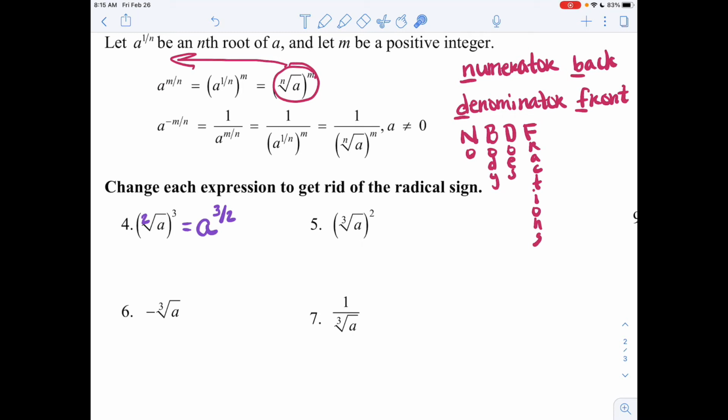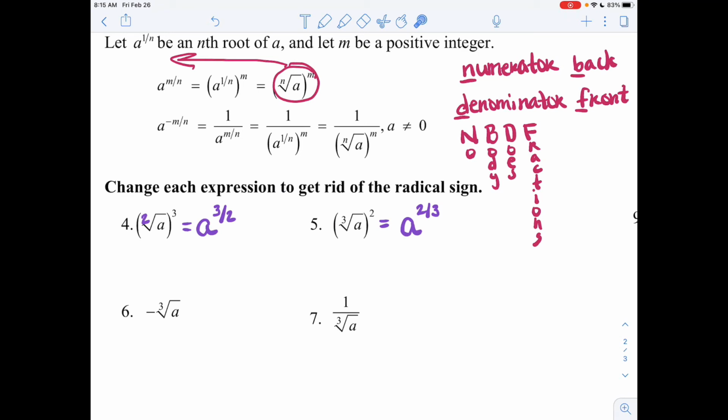Let's try one where we have the opposite. So in this one, we have a 3 as an index, or our n value, and a 2 as our m value, or our power. So we could write this one as a raised to the 2 over 3 power. So notice that the fraction is backwards because our numbers are in opposite positions this time.